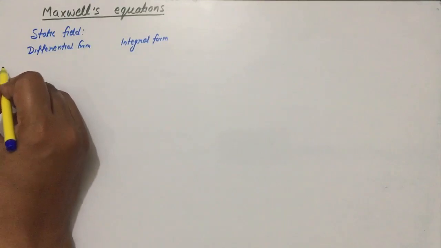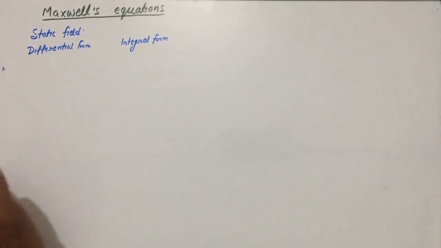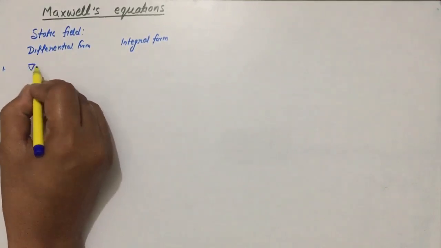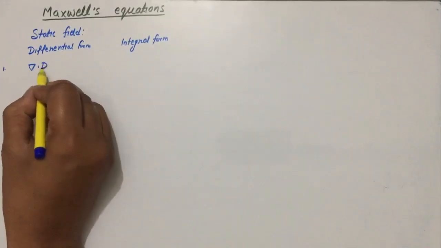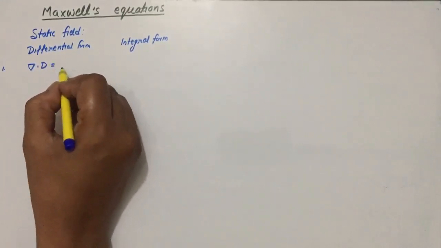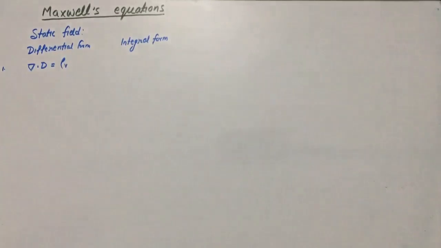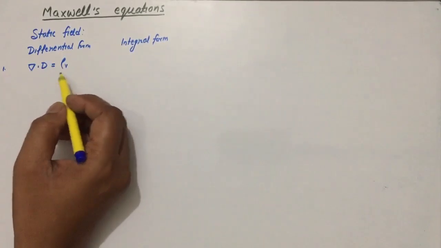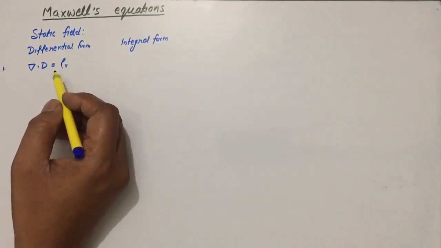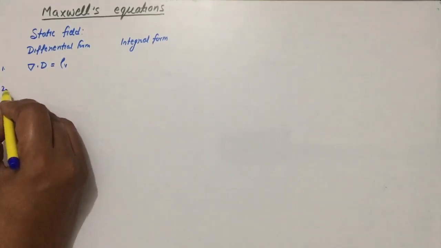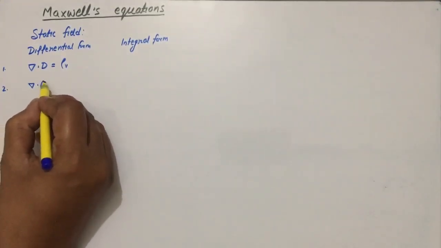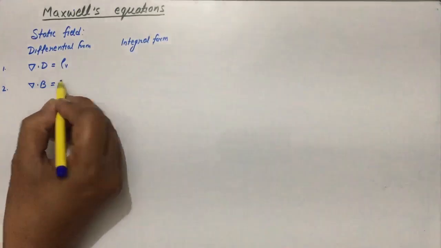Maxwell's first equation relates to the Gauss law we have studied in electrostatics, that is del dot D is equal to rho V. This is known as Gauss law, that is the first equation of Maxwell's. And the second equation is related to the magnetic field, that is del dot B is equal to 0.